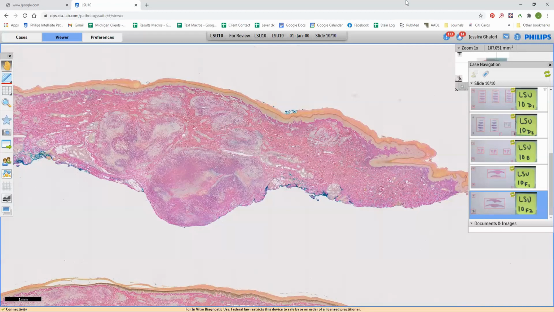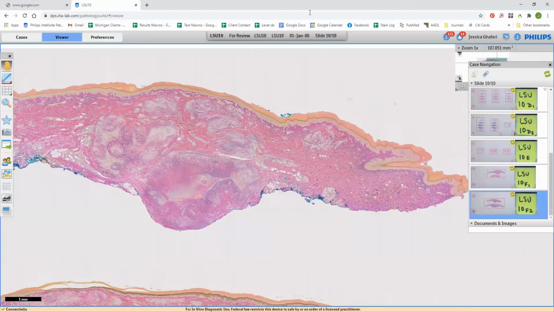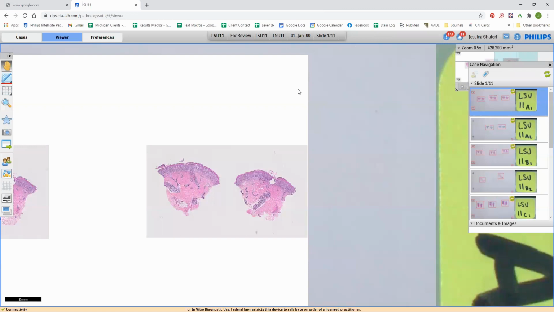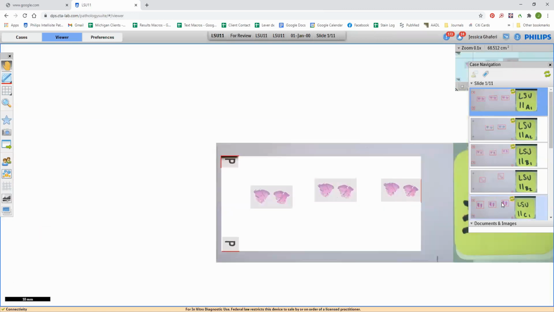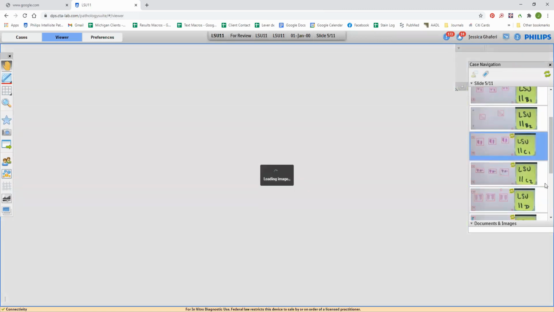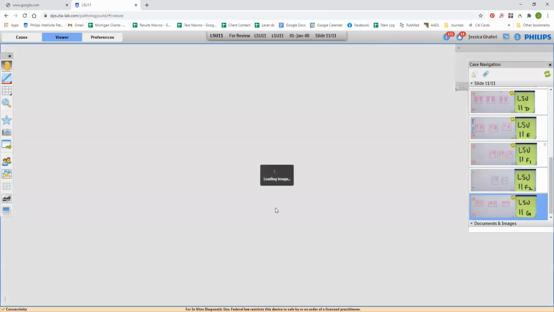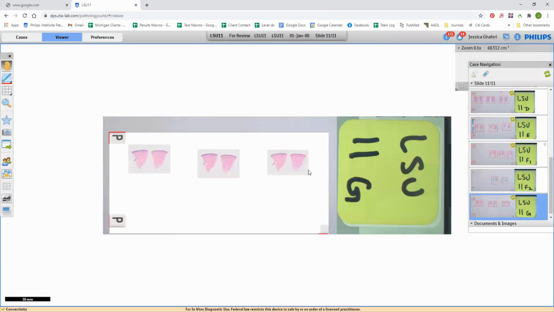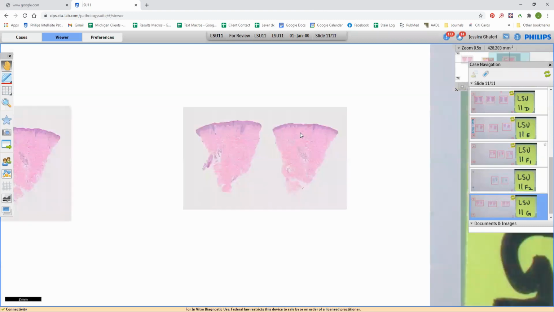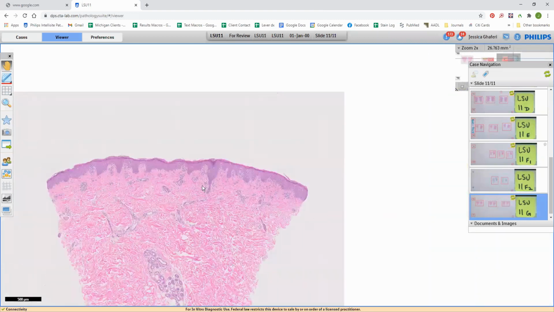All right, we made it through our first chapter. So moving on to the second chapter of rapid fire unknowns. I think I'm going to go backwards through these ones. So starting here, we have a punch biopsy.